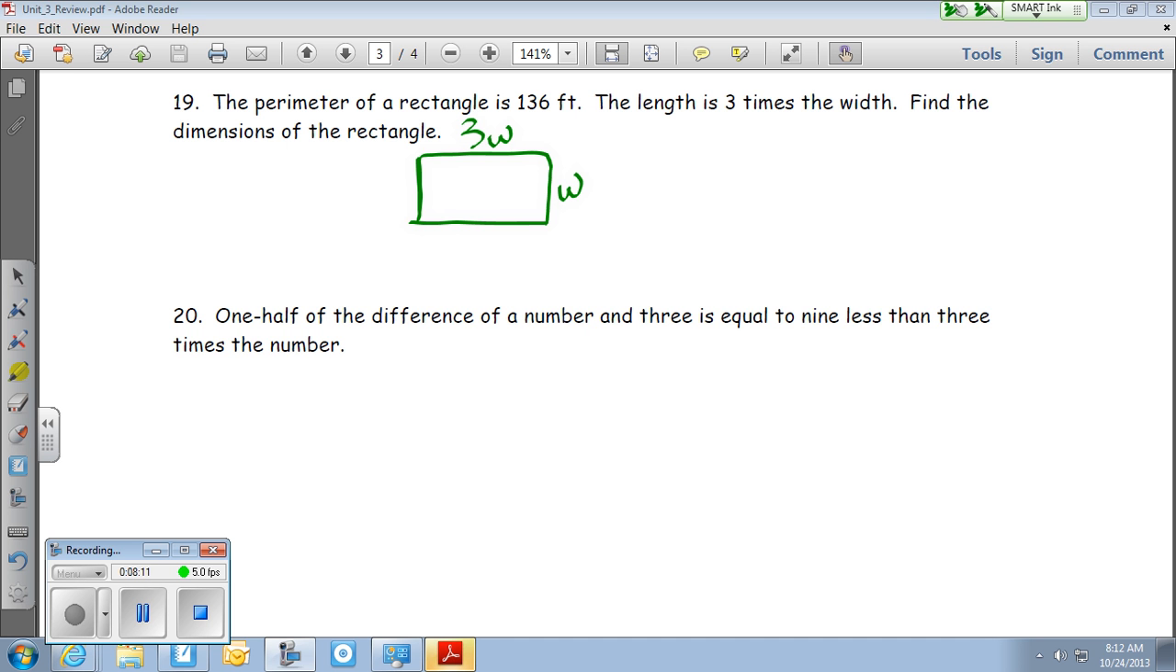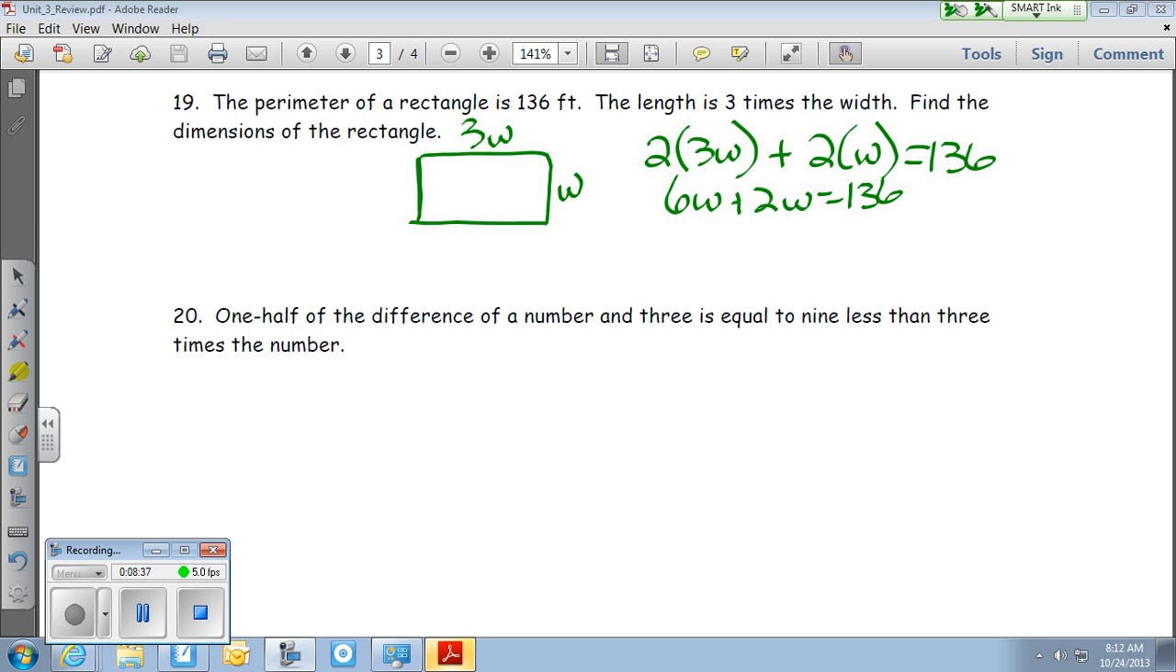And I know that the perimeter is equal to 136. So I know that 2 times 3W, 2 lengths, plus 2 widths, is equal to 136. Or I can just add it all up. 3W plus 3W plus W plus W equals 136. That's perimeter of a rectangle. So that's 6W plus 2W is equal to 136. So that's 8 W's when I combine my like terms.